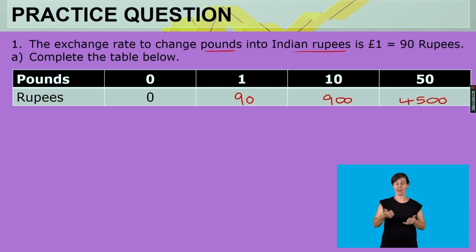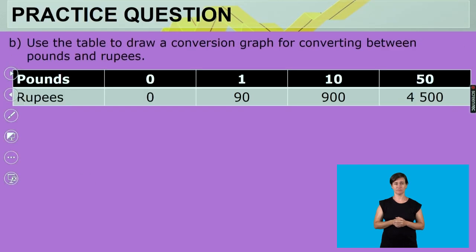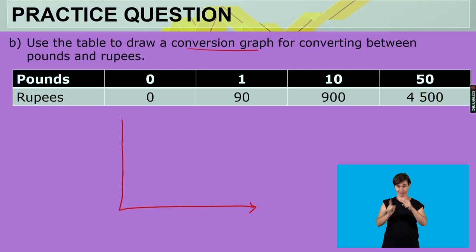Alright guys, let us look at our next question. We are saying the following. Use the table to draw a conversion graph for converting between pounds and rupees, right? So here we have all the information. I'll start by drawing my axis. This is the y-axis, that's your x-axis, our origin. And here I'll indicate my Indian rupees, I'll just write rupees. And this I'll label as my pounds.